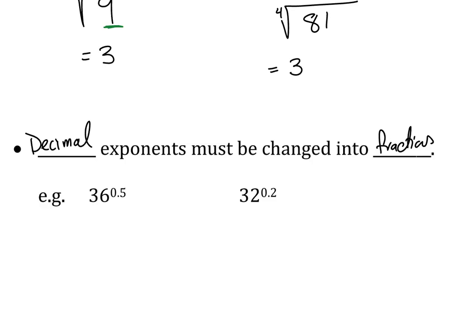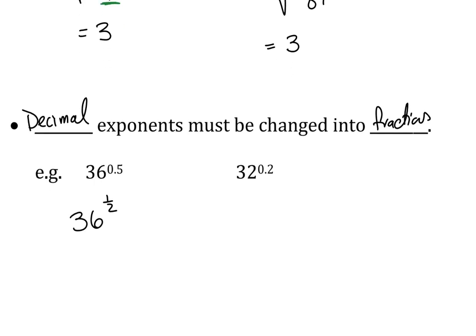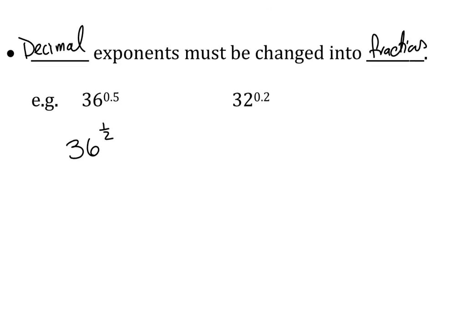So if we get 36 to the power of 0.5, we say that is 36 raised to the power of 1/2, okay? And it doesn't tell us to evaluate or anything like that, but that is the same thing as the square root of 36, or the second root of 36, which is just plain old 6.